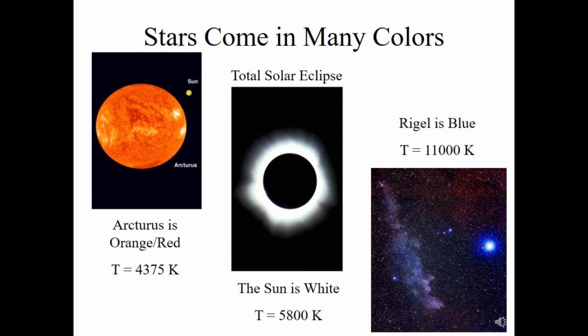And then we have blue stars. Rigel is an example of that. And the blue star has a temperature of about 11,000 Kelvin.